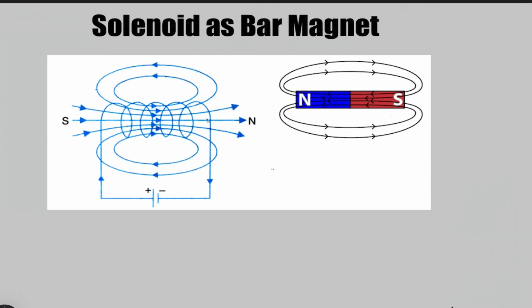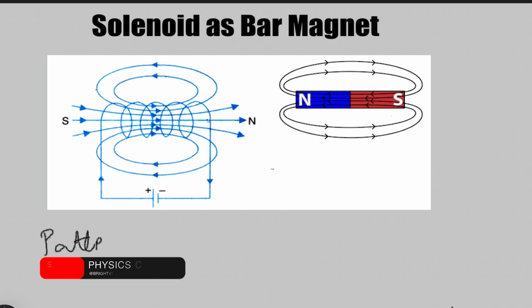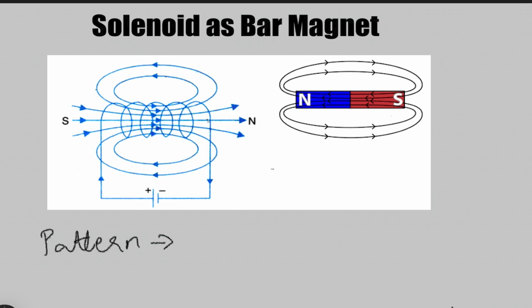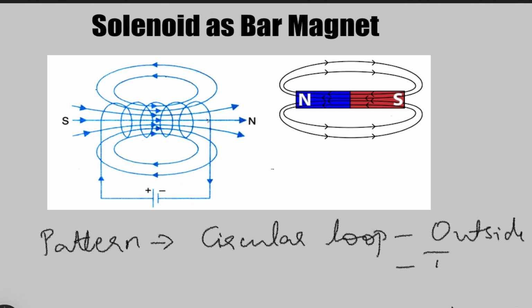So let me recall. What are all the similarities between a solenoid and a bar magnet that prove the solenoid is behaving as a bar magnet? First is the magnetic field pattern. The magnetic field pattern in the solenoid as well as the bar magnet is a circular loop in both cases outside, and inside they are parallel, which is the same in both the solenoid as well as a bar magnet.